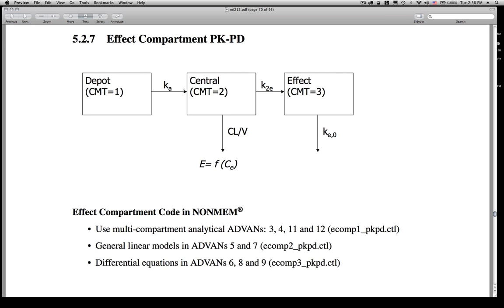ADVAN4 is a two-compartment disposition with first-order absorption. The one thing that's different with ADVAN4 is that the return rate constant is not an exit rate constant here from compartment 3, but it's a K32. It's returning from 3 to 2.